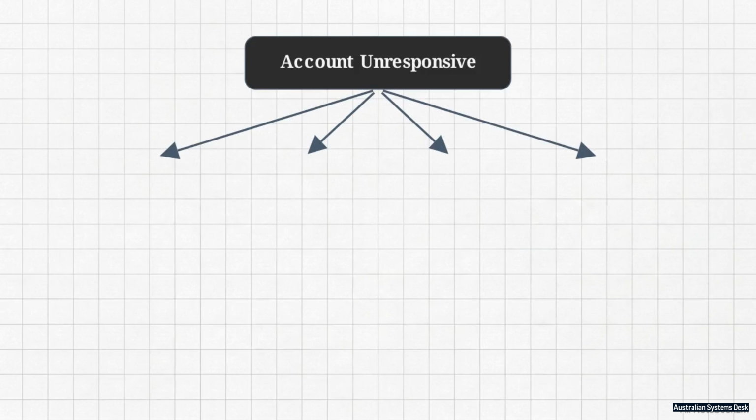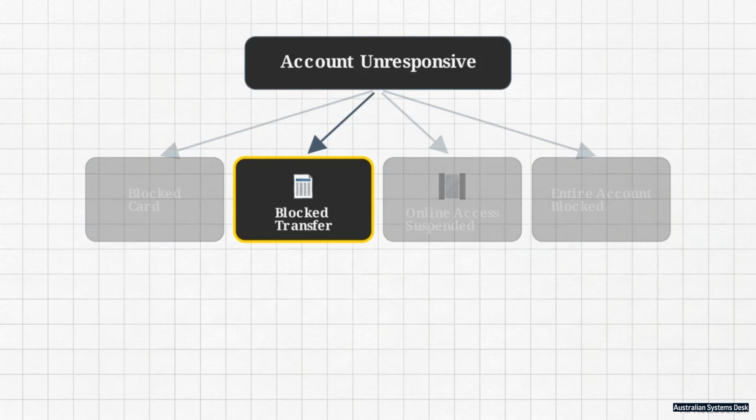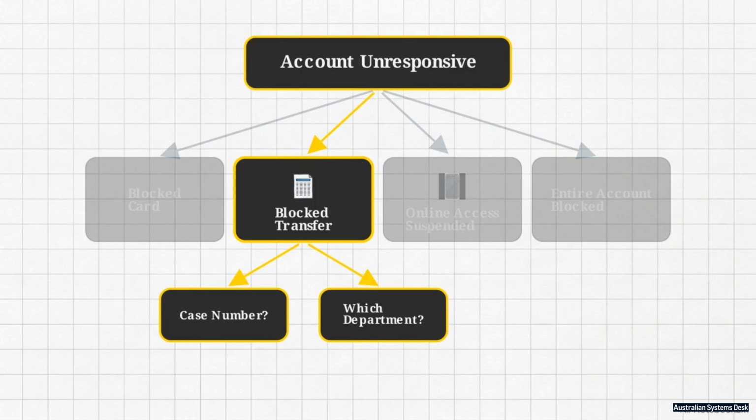Banks pause access to comply with strict domestic regulations, so your first job is to diagnose exactly what is broken. If you assume your entire account is closed when only a single international transfer is pending, you will end up giving the wrong information to the bank. You need to approach the bank with specific diagnostic questions. Asking for a case number or finding out exactly which department is handling the block is the only way to find the correct path to resolution.